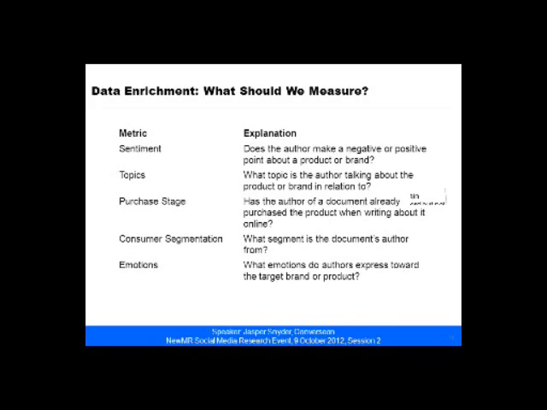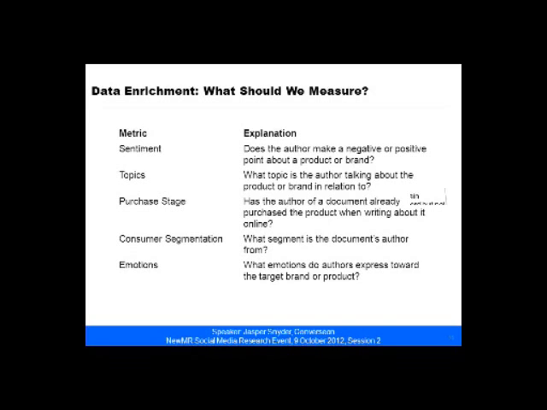So the question for market research is, how do we distill features that we can measure across this universe of documents, and which features should we look at? It really depends on the research question. So if we're looking to understand what a segment of the population thinks about a particular brand, then maybe we're just looking at a sentiment measure here. Is the author making a negative or a positive point about a product or brand?